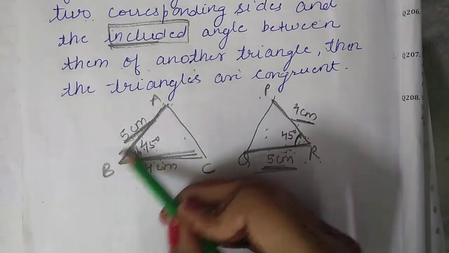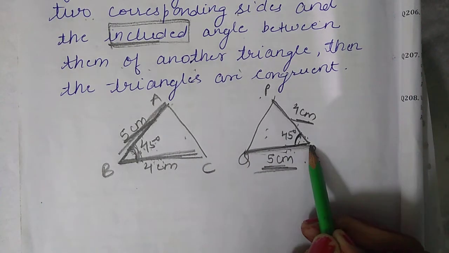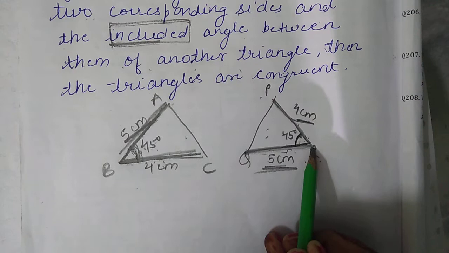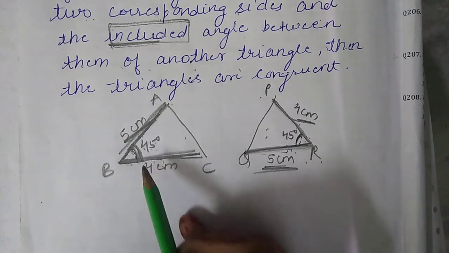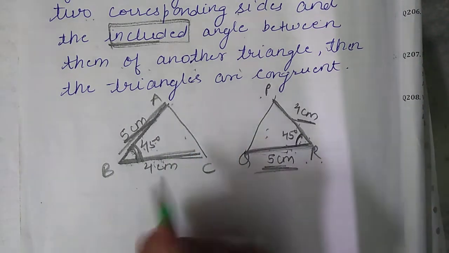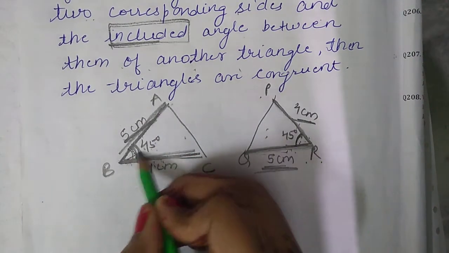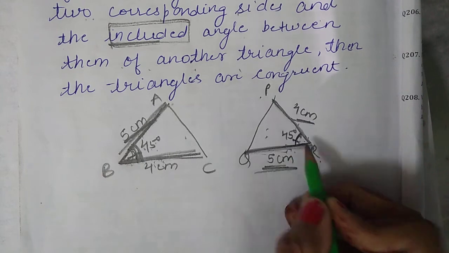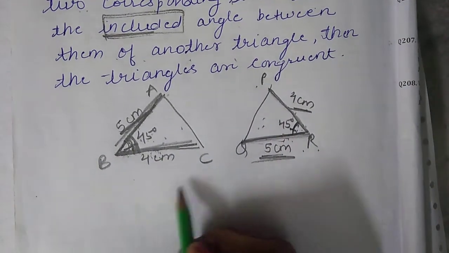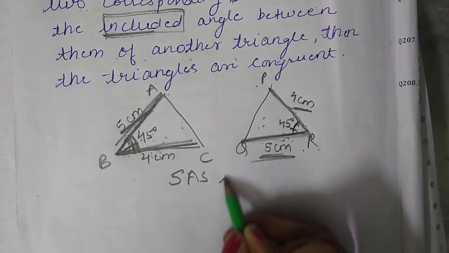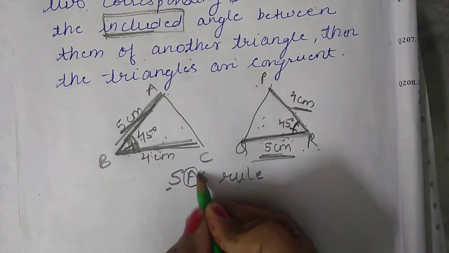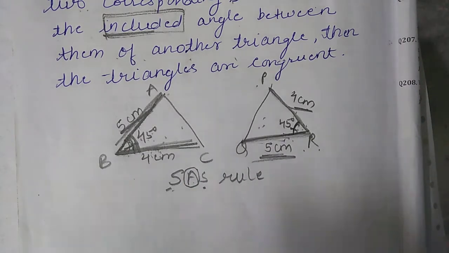It means this side AB is equal to this side QR, this side BC is equal to side PR, and this included angle means the angle must be bounded by the two given sides. Okay, that is angle B here. So angle B is equal to angle R. It means the triangles are congruent by SAS rule. Okay, SAS rule means two sides and the angle between the sides, that is known as included angle.